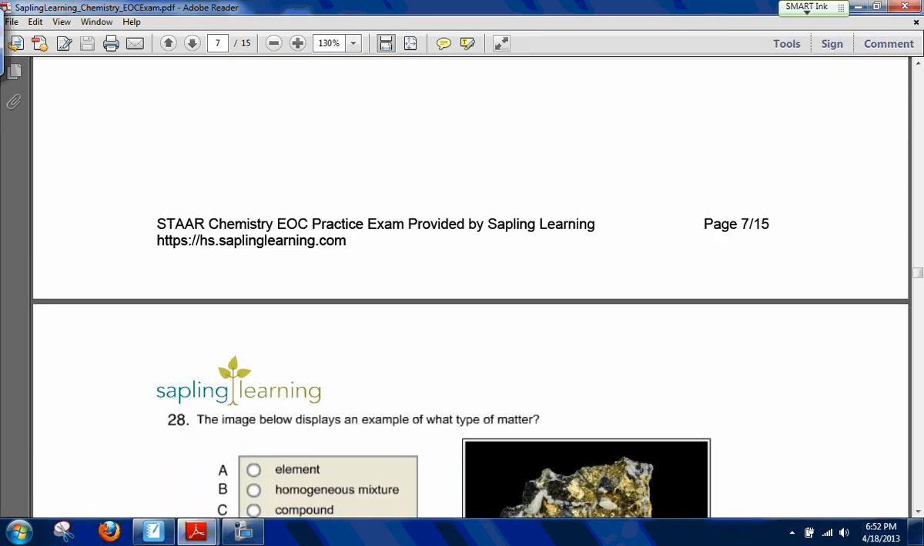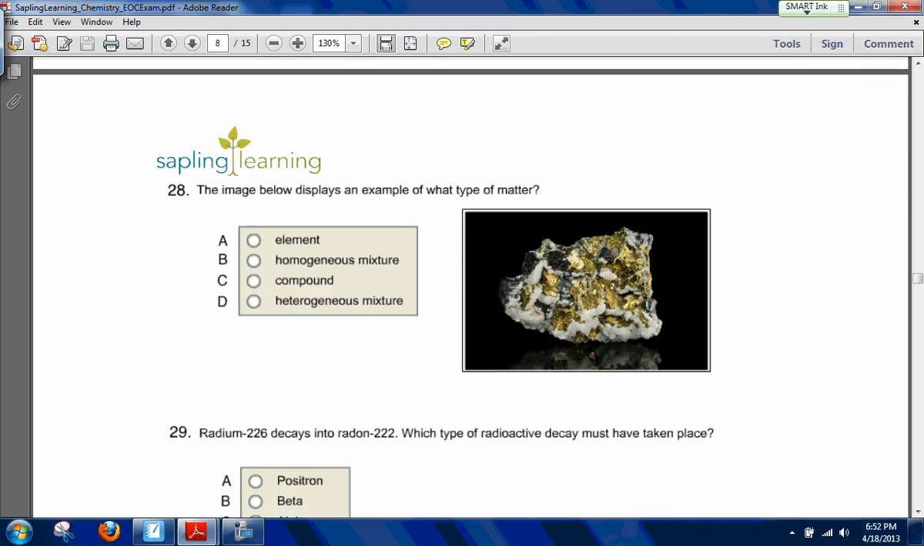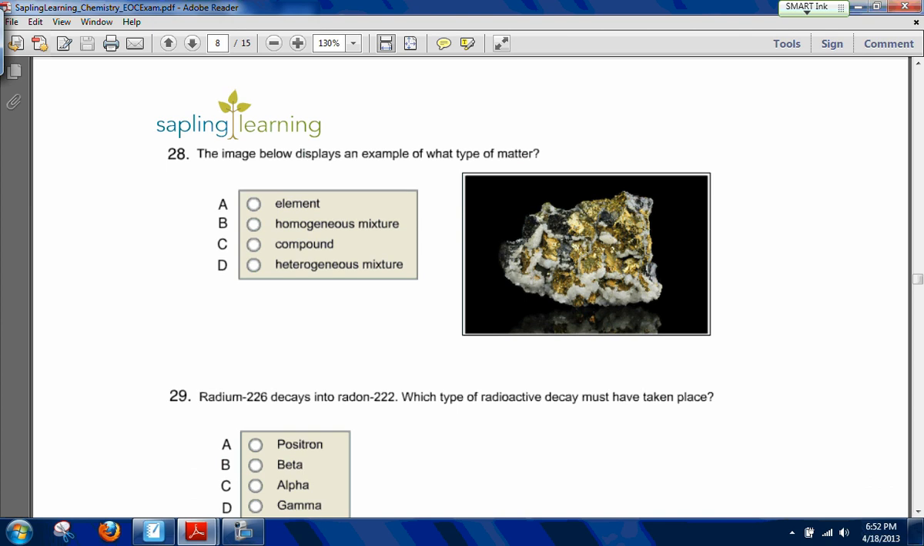Let's go on to 28. The image below displays an example of what type of matter. Okay, I know that on the test that you got, this was a little bit blurry. But you could see that there were obviously some different things going on. So if it's not the same throughout, it is not an element. Homogeneous mixtures also look the same. We see different things all throughout. It's not a homogeneous mixture.